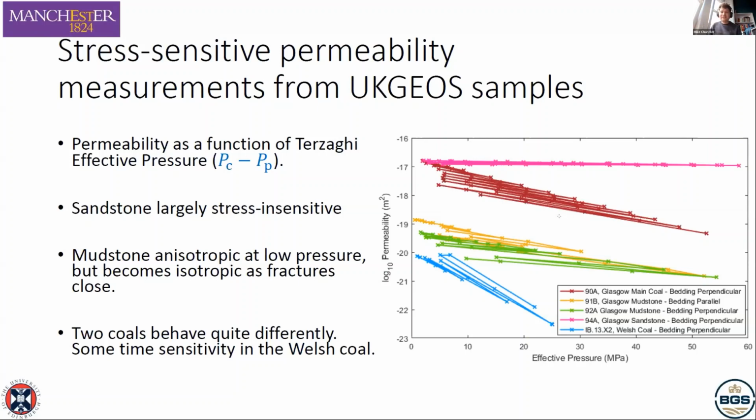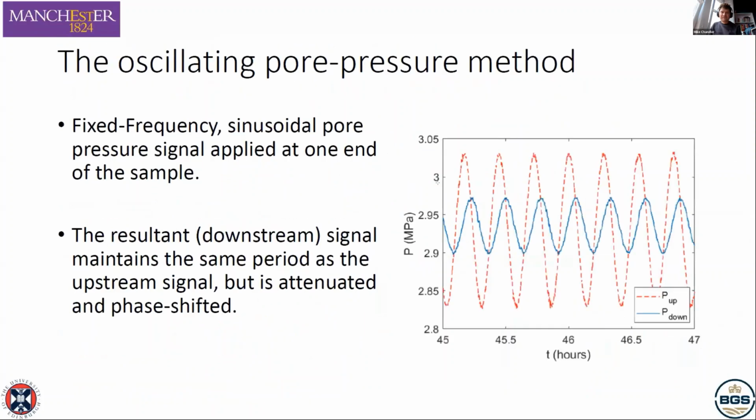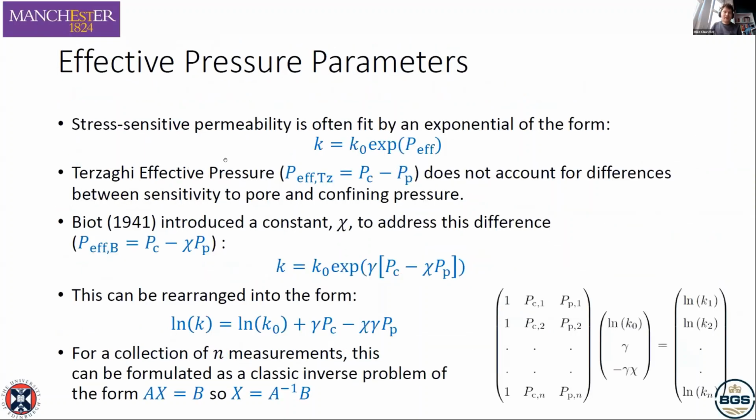fairly stress sensitive in terms of the permeability measured, and also it's very hysteretic in that every time we cycle the pressure up and down again, the permeability we then measure at the same pressures we were at before has fallen. So it's common to fit stress-sensitive permeability by an exponential of this form, k equals k naught times the exponential of the effective pressure.